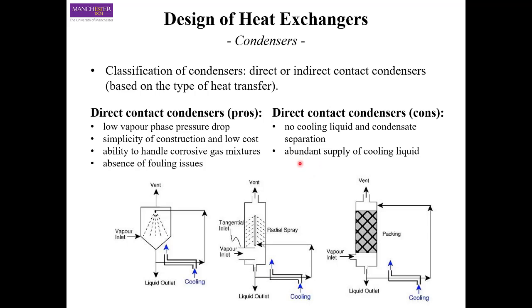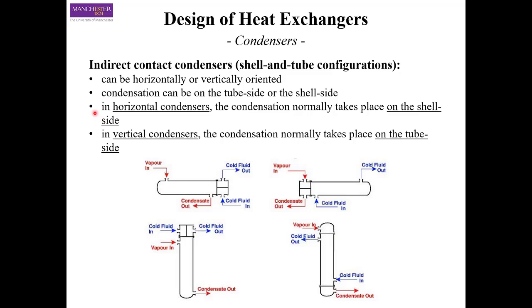And then also because you are spraying a lot of water, you do need to have a lot of cooling liquid to condense. So then we have indirect condensers, and most of the indirect condensers are in shell and tube configurations. And these can be placed in either horizontal or vertical orientation, as you can see here.